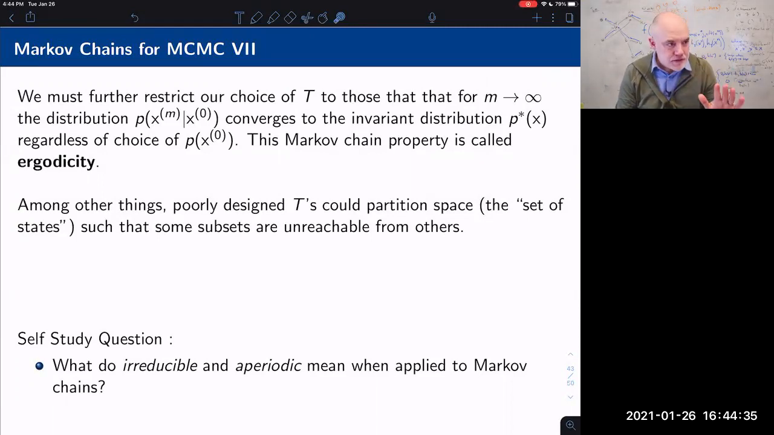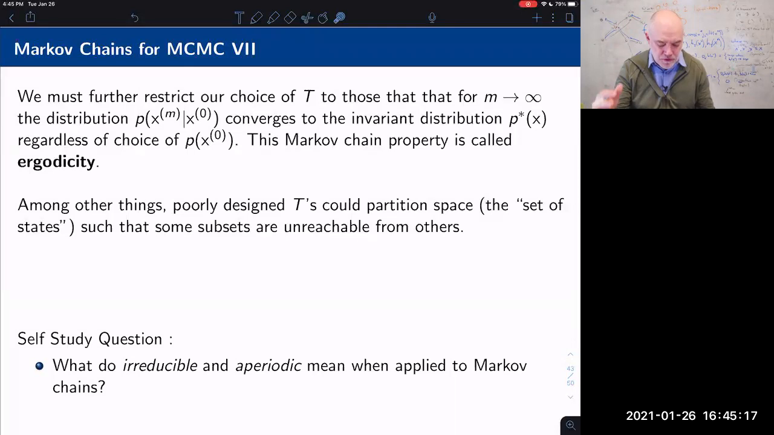And we're going to go quick through this. We are going to use these, and we're going to do these in the probabilistic programming context. But if you decide to jump off into this, then you go over into a statistics department and take a serious inference class. But we also have to restrict our choice for T to those that, for the number of samples m going to infinity, the distribution of the mth conditional distribution given an initial value x naught, an arbitrary initialization, converges to the invariant distribution regardless of the distribution of the initial point. This Markov chain property is called ergodicity.